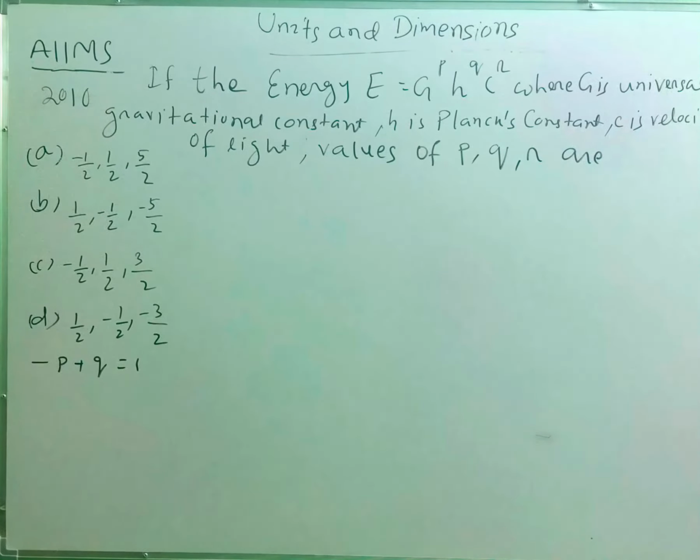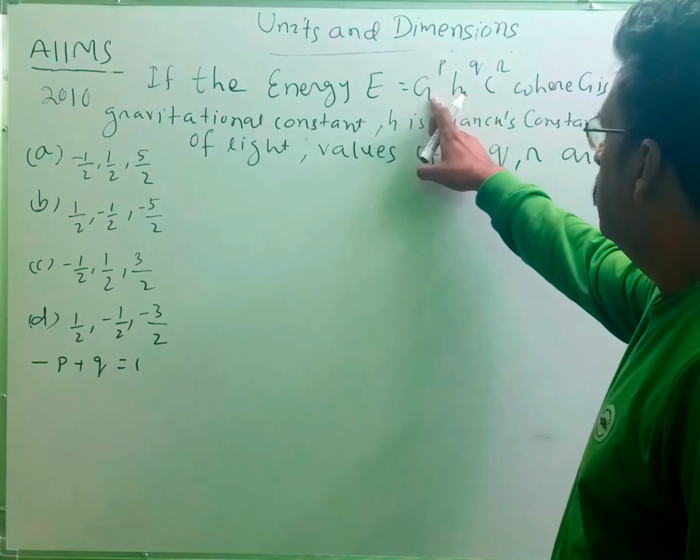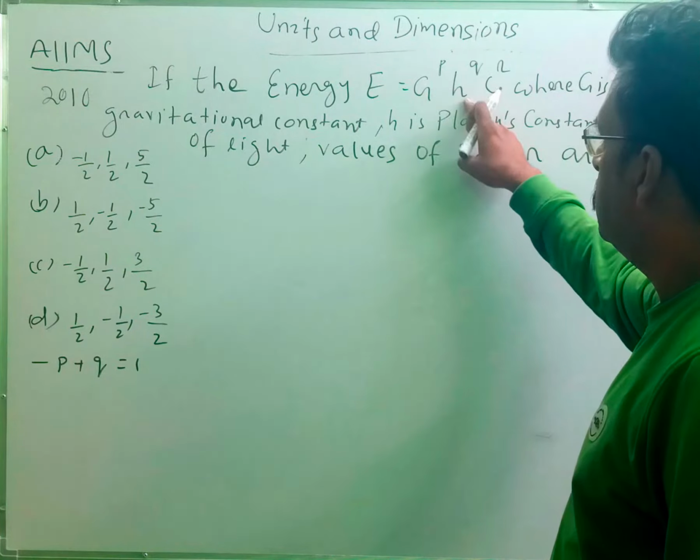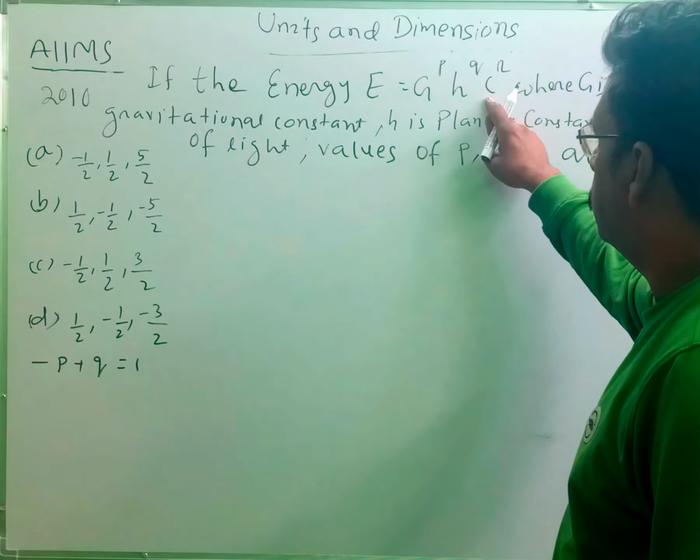Friends, this question was asked in the year 2010 in an examination from the chapter Units and Dimensions. If the energy E is equal to G to the power P, H to the power Q, C to the power R, where G is the universal gravitational constant, H is Planck's constant, and C is the velocity of light, we have to find out the values of P, Q, and R. But before that, we have to find out the dimensional formula for the universal gravitational constant G, Planck's constant H, and the velocity of light C.